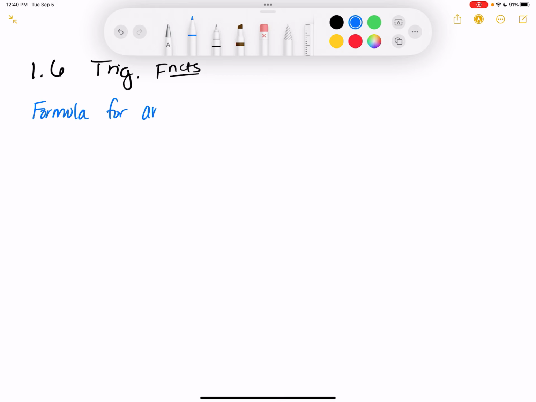Formula for arc length: S equals R theta. Remember, theta needs to be in radians. Good news is, in this class, pretty much everything is in radians already. Degrees are pretty much non-existent anymore. I like that I don't have to switch it.